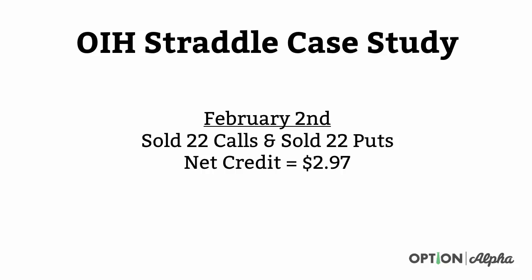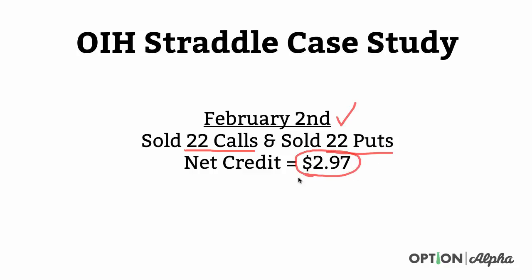Now, in this case, we entered a straddle with OAH back on February 2nd as well. So you notice we got pretty aggressive around February this year with some of our oil trades, assuming that oil would stay kind of range bound. We sold the 22 calls and the 22 puts. Okay, we took in a nice big credit of $2.95.